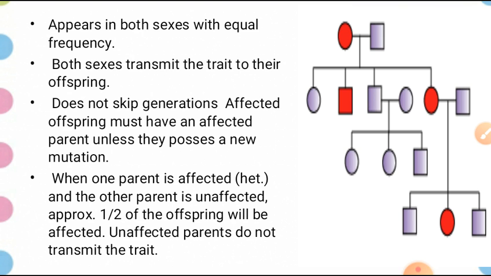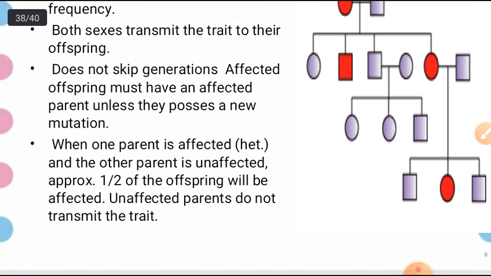So first rule is which one? Autosomal dominant disorder can affect both male and female equally. The affected parent will pass on the trait to their offsprings and it will not skip the generation. Here one parent is affected. When one parent is affected, among the offsprings 50% will be affected. When both are affected, all offsprings will be affected. That is what is called which one? Autosomal dominant type of disorder.